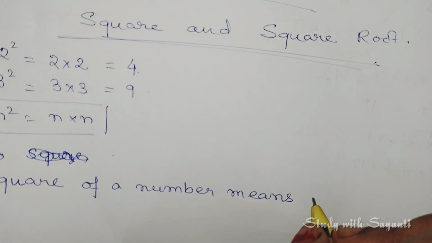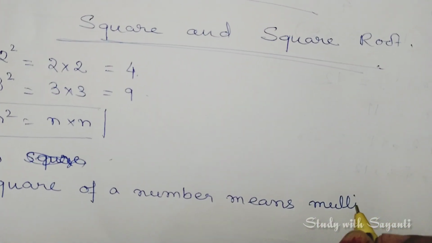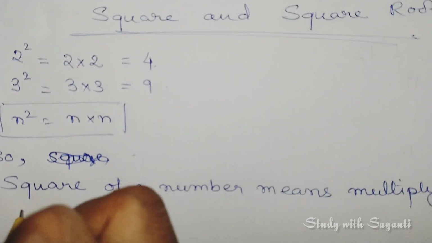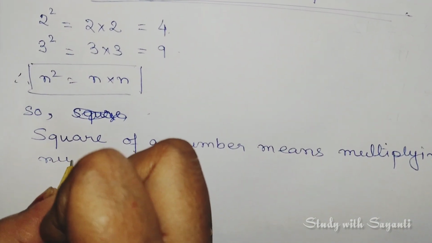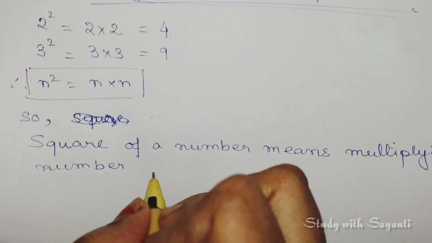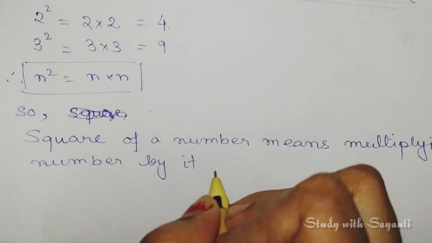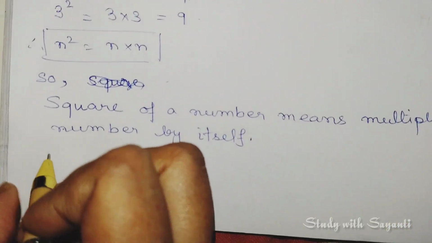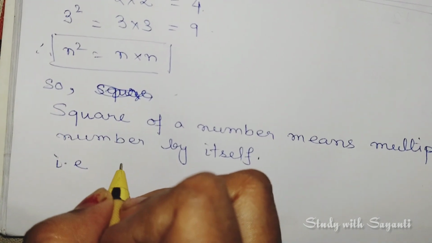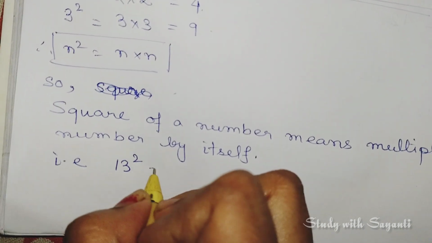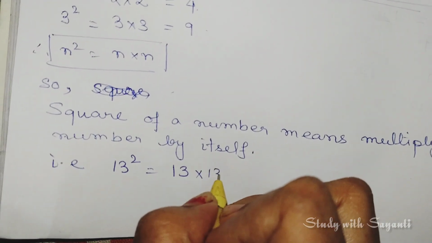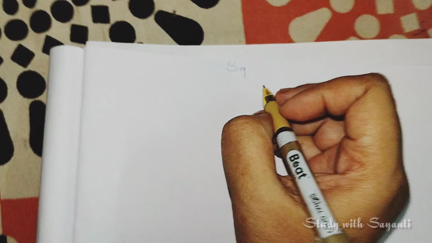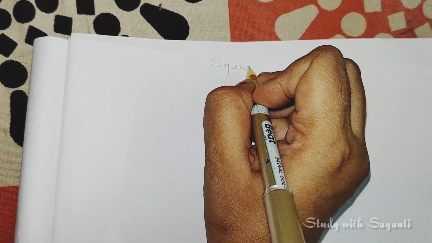That is, if we multiply 2 into 2, that is 2 square. If we multiply 3 into 3, that is 3 square. If we multiply 4 into 4, that is 4 square. So if we multiply any number with that number again, then we get the square. Let's see an example, that is 13 square equal to 13 into 13. So that is 169. You can determine the square of any number between 1 to 20. It will help you in future.